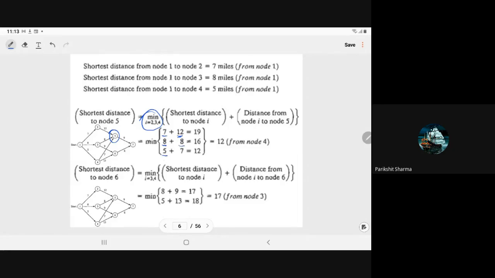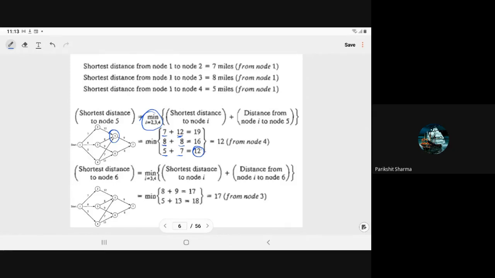For node 4 it is 5, then plus 7. So it will come 19, 16 and 12. So minimum is 12, and that 12 is minimum from here. So that is from node 4.